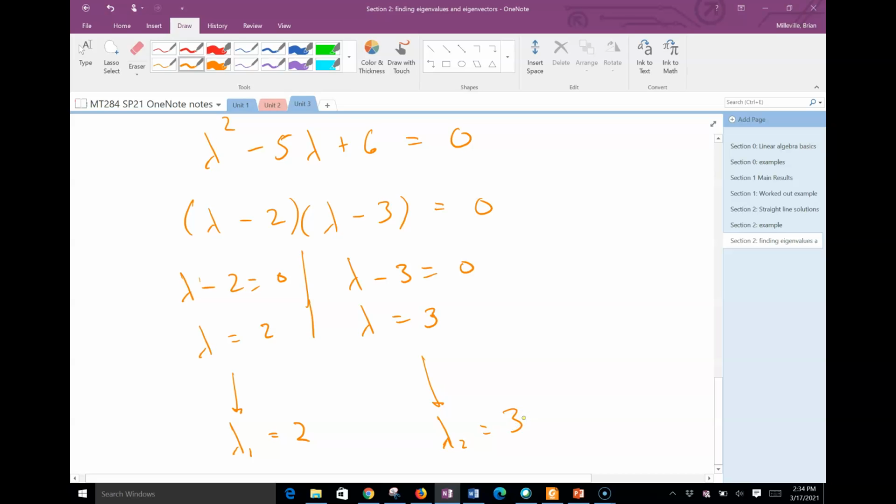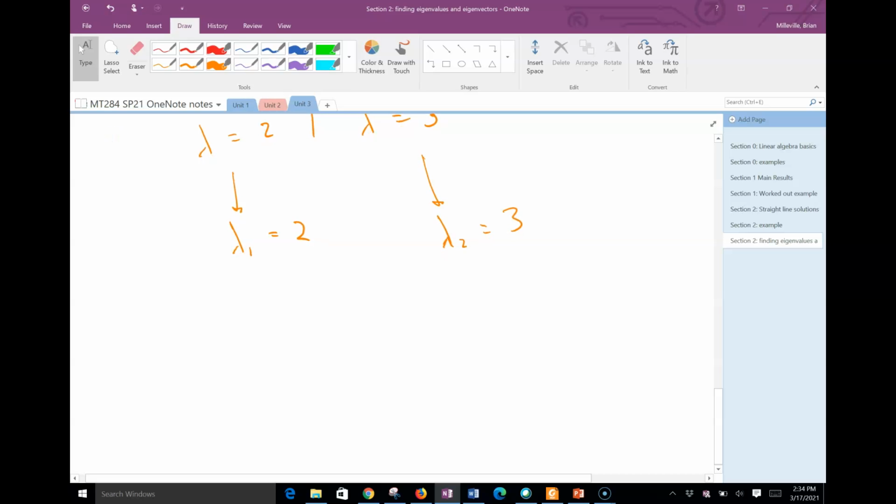Okay, so we've got our eigenvalues. Now we have to find the corresponding eigenvectors. Alright, how do we do that? So we'll start with lambda 1.